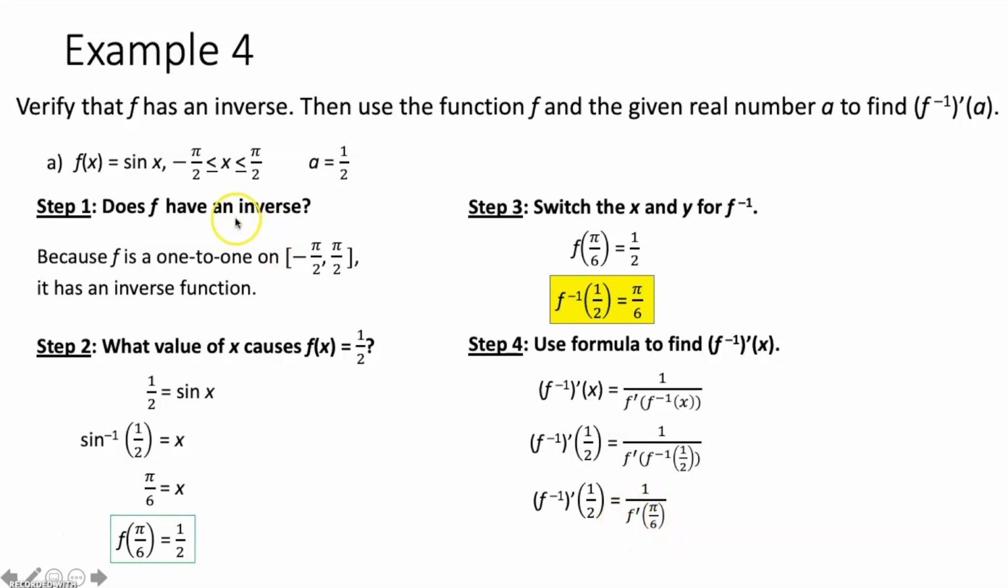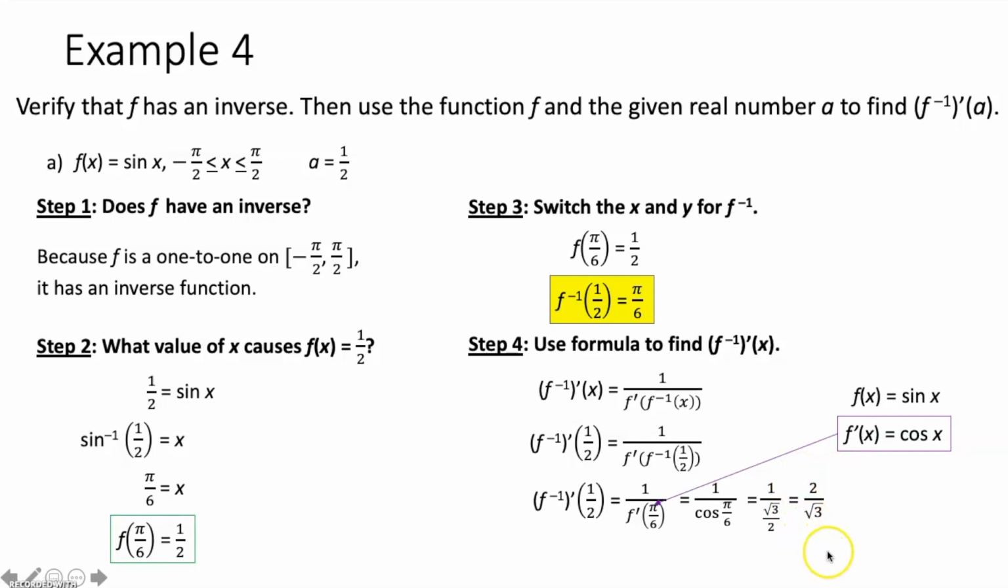Well, what's the derivative of our function? Derivative of sine is cosine. So we just have to figure out what is cosine of pi over 6. And cosine of pi over 6 is rad 3 over 2. Now 1 over rad 3 over 2, we have to simplify, and we get 2 over rad 3. Now we don't want to leave a radical in the denominator, so we multiply the numerator and denominator by rad 3, and we get f inverse prime of 1/2 is 2 rad 3 over 3.